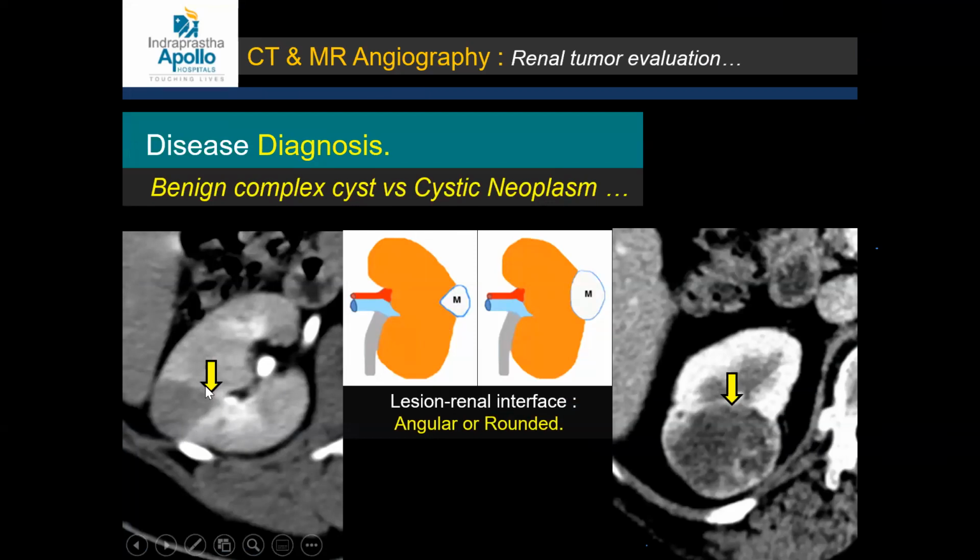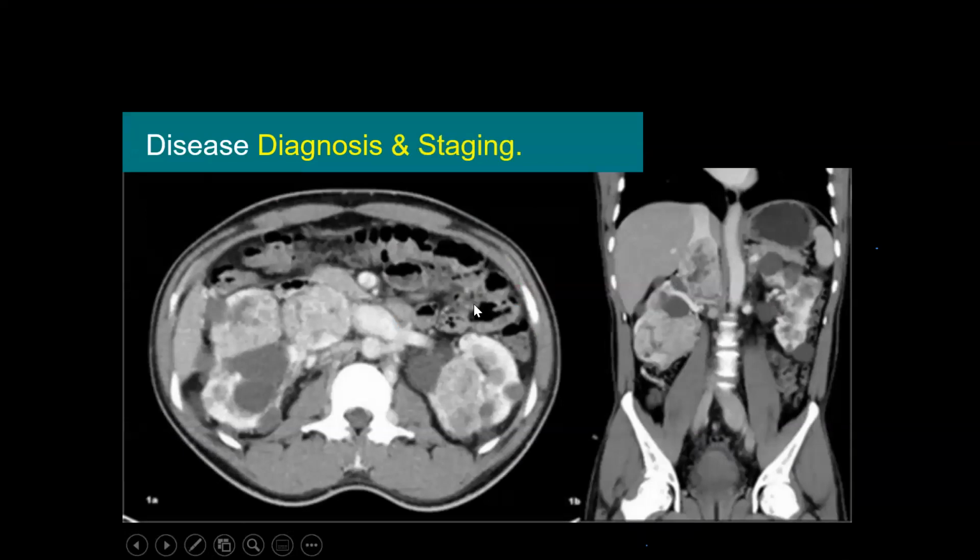Margins are sharp and angular at the interface. So this is benign. If you see the margins are ill-defined, rounded, not angular, this rounded margin suggests malignancy. A sharp angular margin suggests a benign complex cyst.